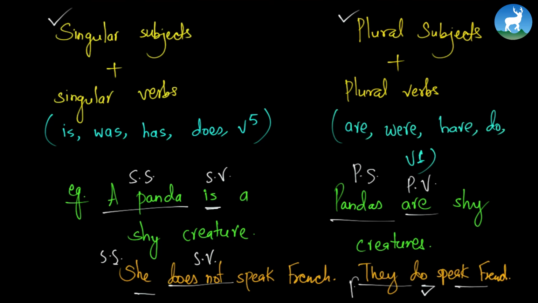Now, do is a plural verb, and a plural subject takes a plural verb. Correct? She does not speak French. They do speak French. Very French. Okay. Now let's write the rules in detail. Let's write some rules of agreement.